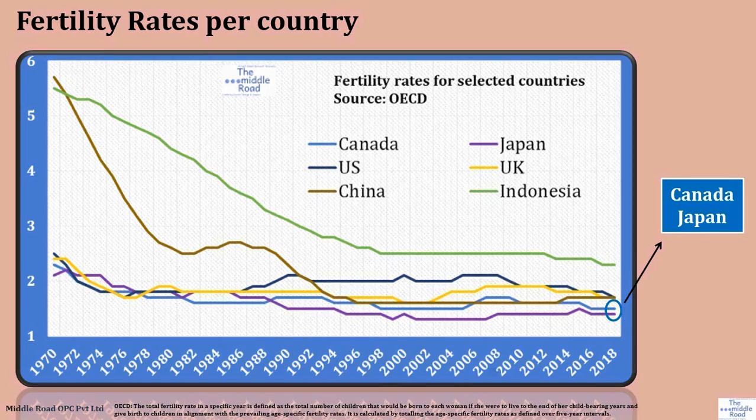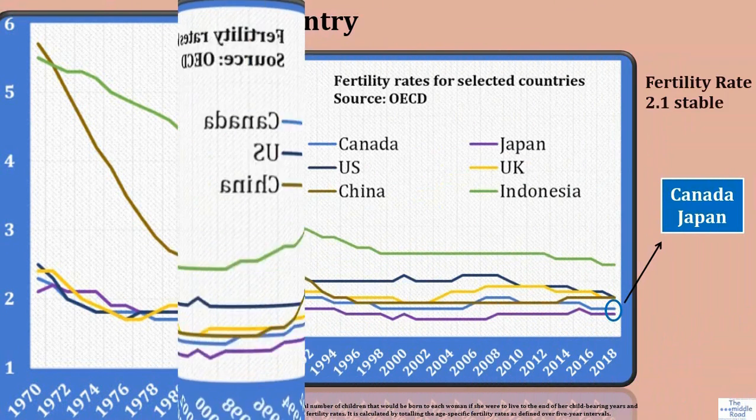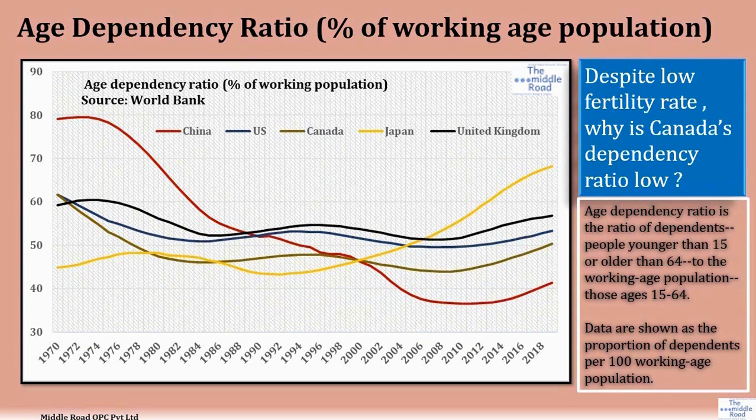If you see the US, China and UK, they are pretty much very similar. According to the data by OECD, they describe a fertility rate of 2.1 as optimum, which is stable. These countries are a bit less than that. But nevertheless, Canada and Japan are much lower compared to the other countries. Now, it's very different when you compare Japan and Canada. The dependency age ratio should have been more. It's true for Japan. However, it is not true for Canada.